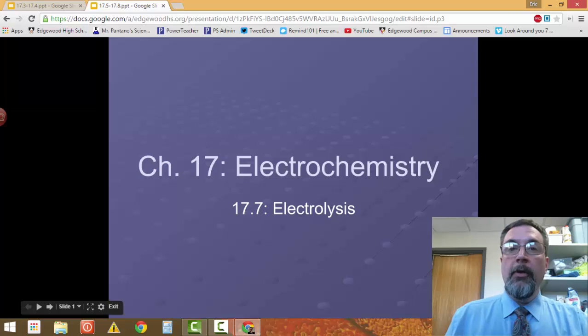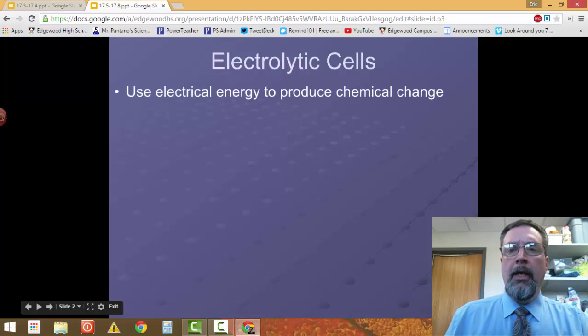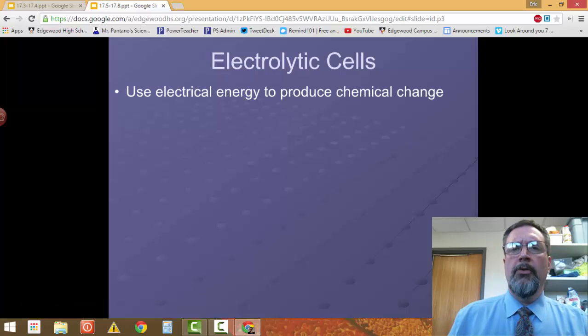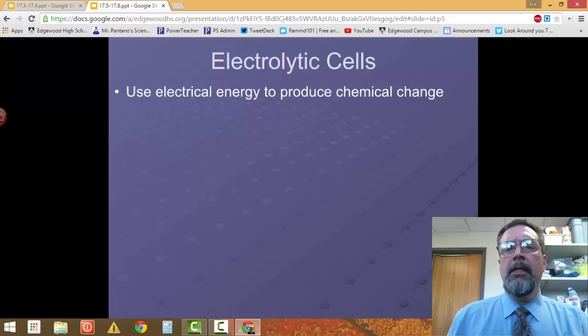So the final thing we're going to do is talk about electrolysis, which is another type of electrochemistry, although the procedure is a little different. Okay, and a galvanic cell, you know, is one where we can produce work. An electrolytic cell is sort of the opposite. We have to put electrical energy in to force a chemical change. So it's kind of the opposite.